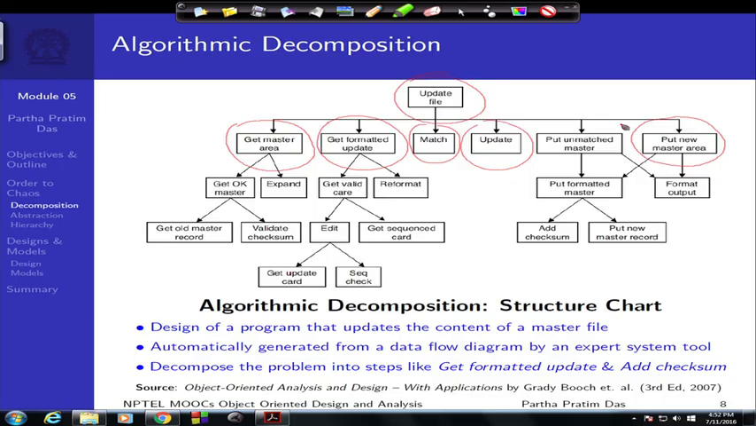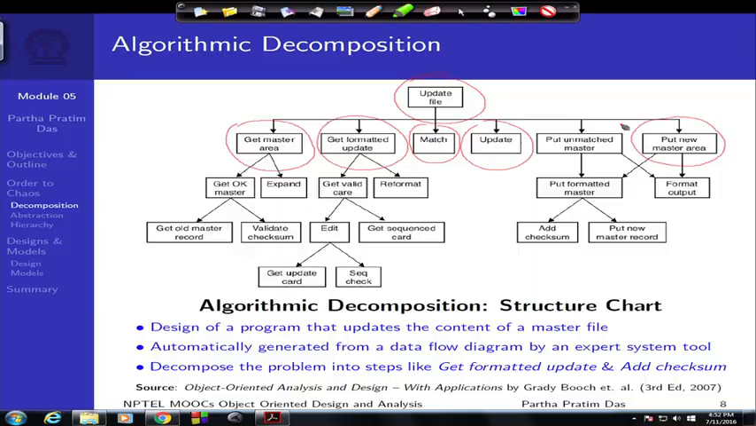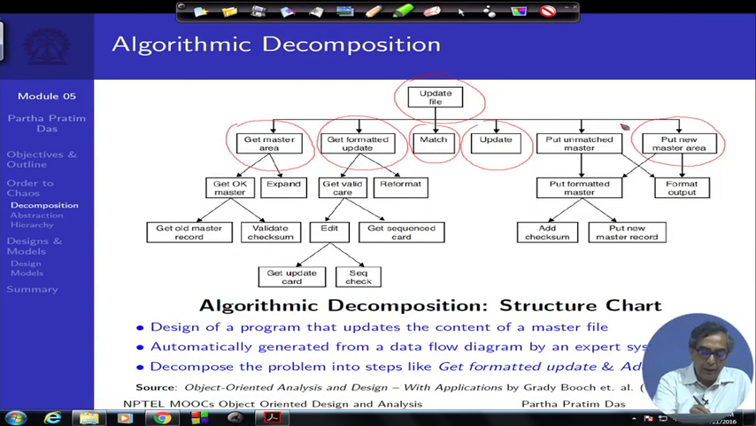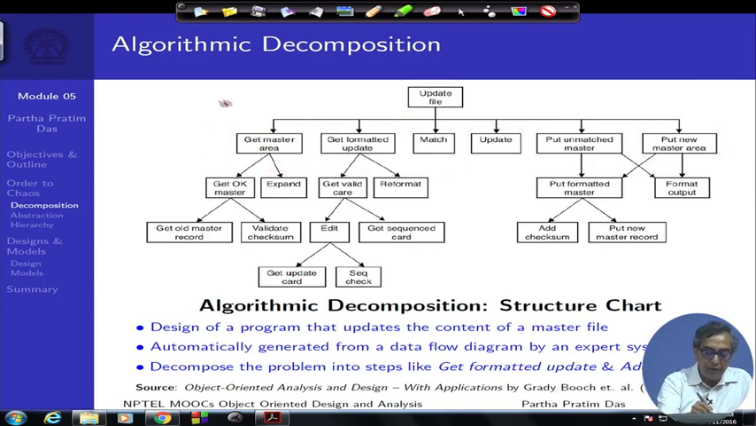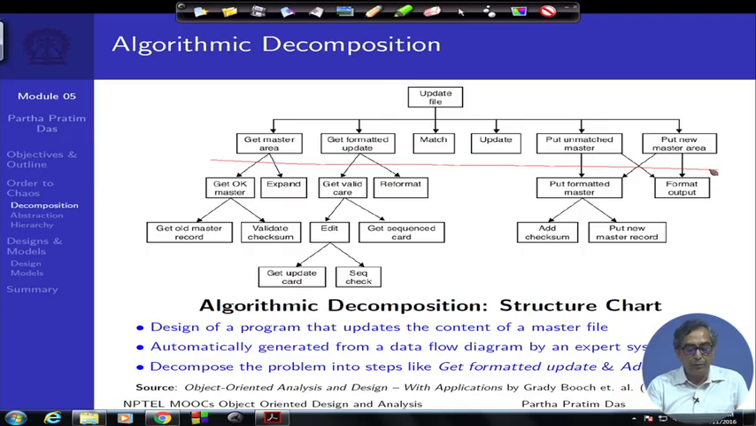So, based on that, this whole task of update file is divided in terms of a number of subtasks or sub goals which are given in this layer. This is one level of decomposition, the first level in which the tasks are decomposed.